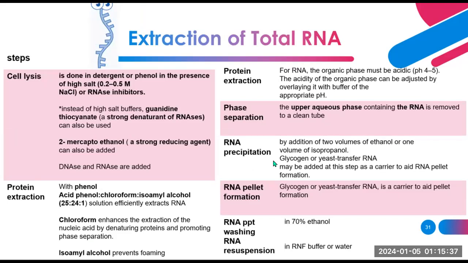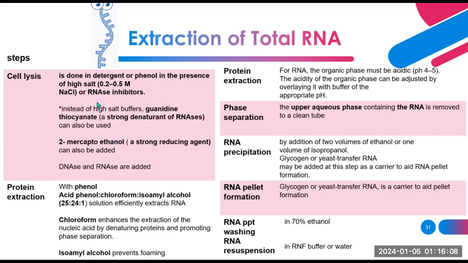So this slide shows the steps of how to extract total RNA. The steps are as follows. We have cell lysis, protein extraction, phase separation, precipitation of the RNA, pellet formation of the RNA, and the washing and resuspension of RNA. So cell lysis is performed by using detergents or phenol in the presence of high salts in sodium chloride or with RNase inhibitors.